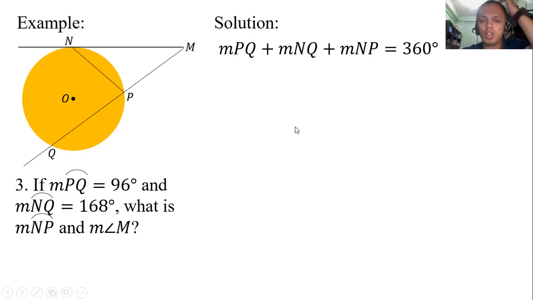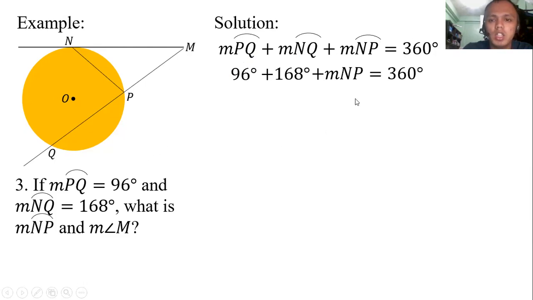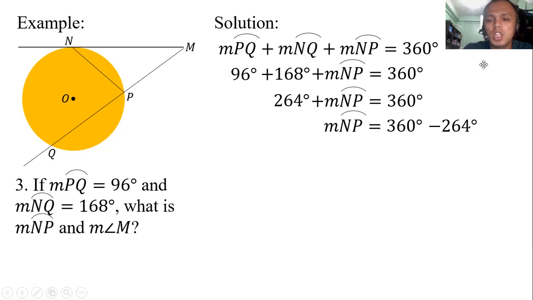So a full revolution of a circle, the whole circle, is equal to 360 degrees. Therefore, if we add PQ, NQ, and NP, their sum is 360 degrees. Now, PQ is equal to 96, NQ is 168, and NP is unknown, equal to 360 degrees. With this formula, we can find the measure of arc NP. Add 96 plus 168, that is 264. Transpose 264 to the other side. We have 360 minus 264, which is equal to 96. So NP here is 96 degrees.